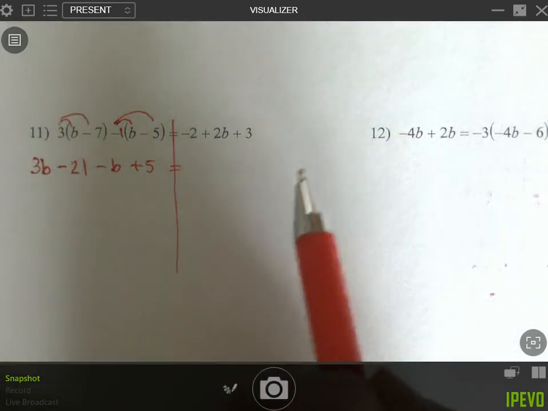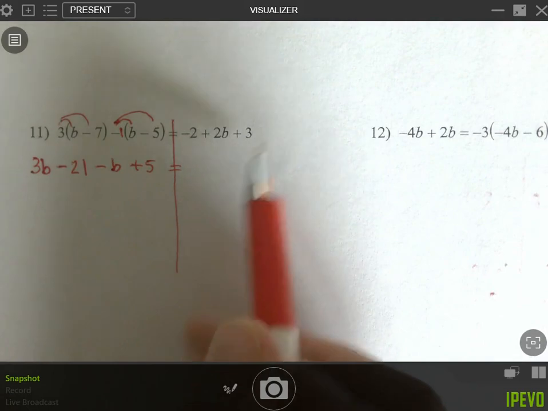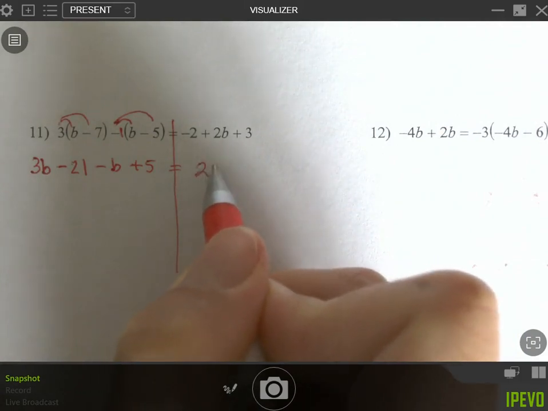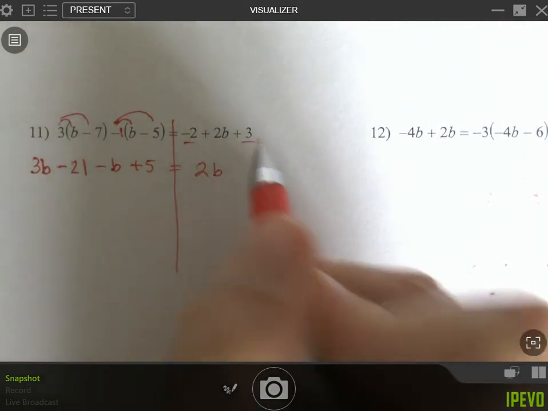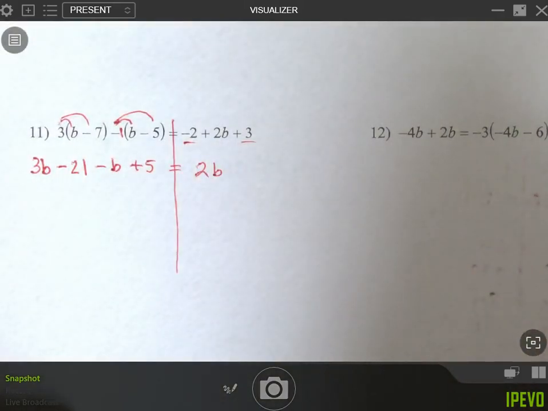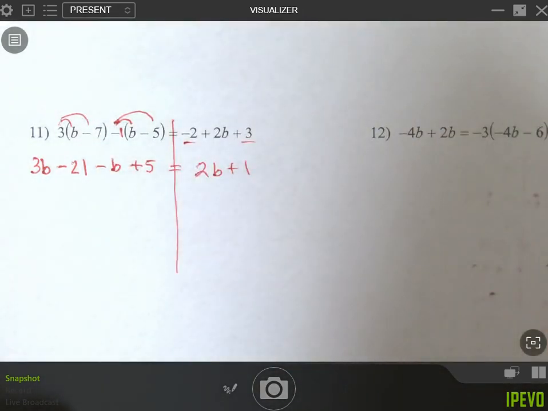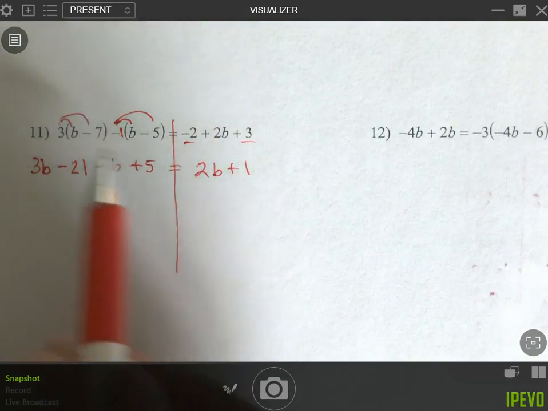I feel like most people get the first negative sign and they lose the second one. Okay, now you have two options. You can just bring this down and clean it up, or you can clean it up now. What would you do? Clean up now? Okay, so I'm going to leave the 2b alone, and I have a negative 2 and a positive 3, which adds up to positive 1.